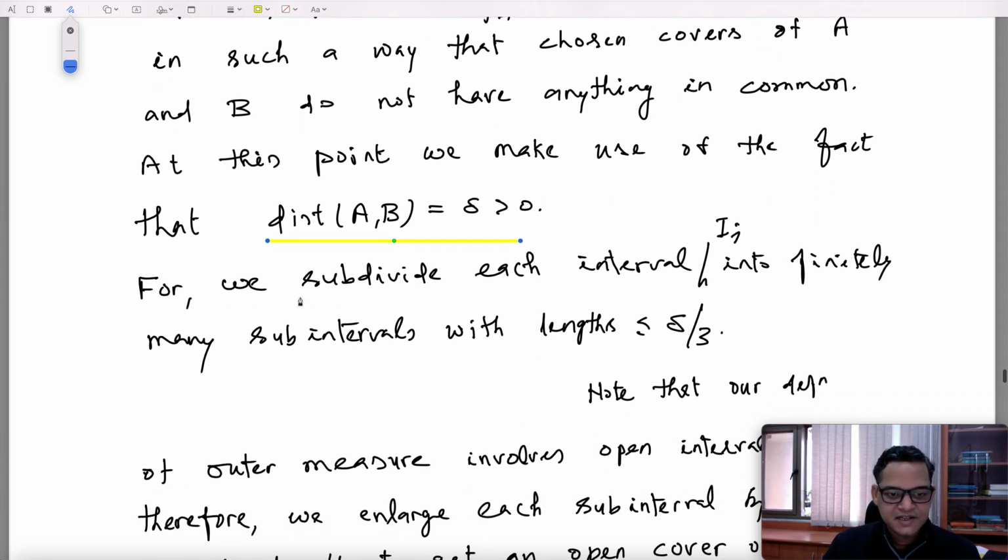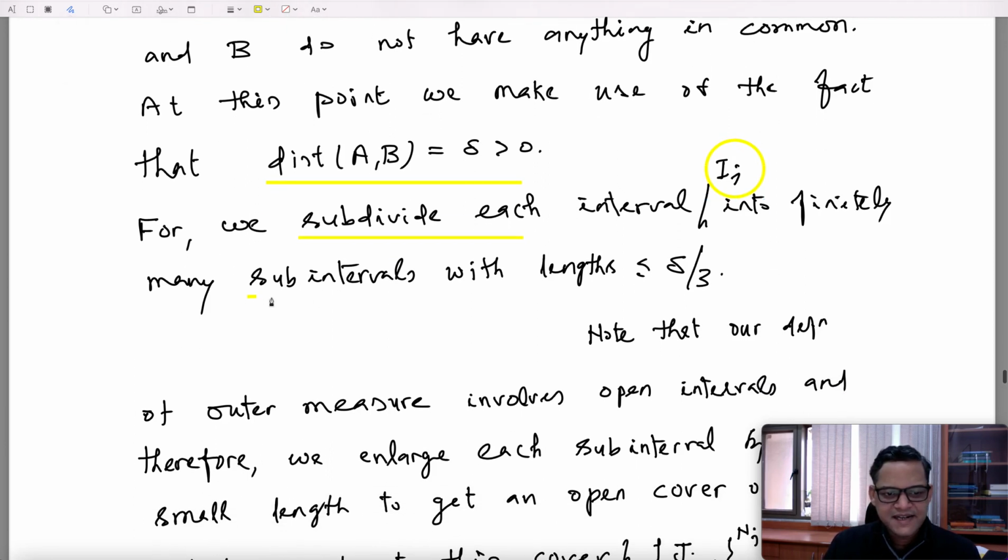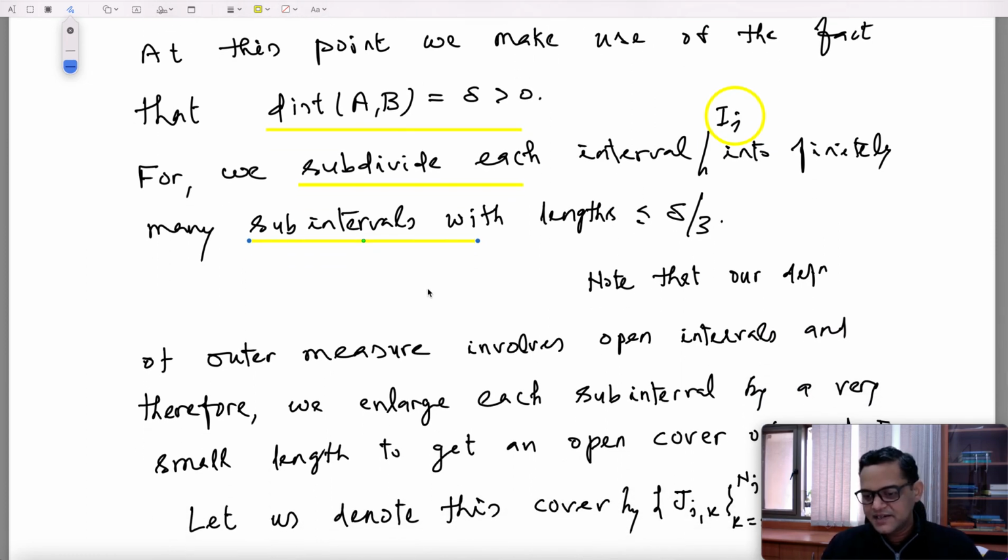So we are going to decompose or subdivide each interval Ij into finitely many subintervals, because Ij is a finite interval. So I can always cover it with finitely many open intervals such that their length is at most delta by 3. I can take any small number here; delta by 3 is just sufficient. You could have taken delta by 4, delta by 5, whichever you like.